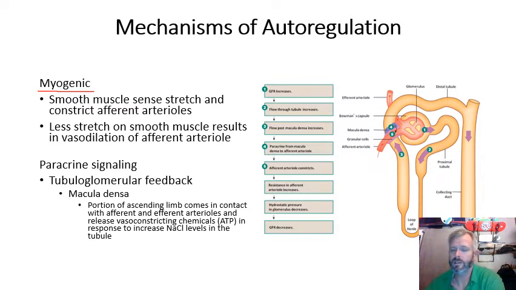Okay, so those are the modes of autoregulation, trying to keep the GFR. Even if we have changes in blood pressure, we can try to maintain this GFR. And how do we maintain it? We control the pressure here in the glomerulus.